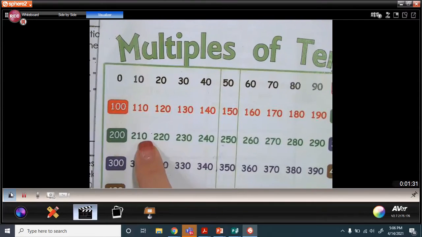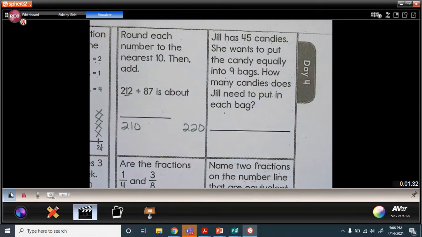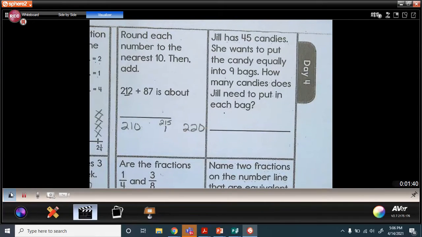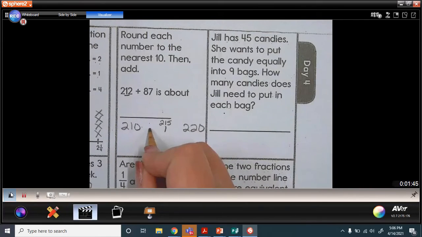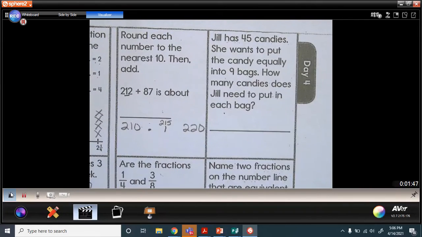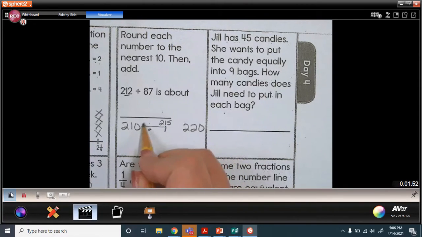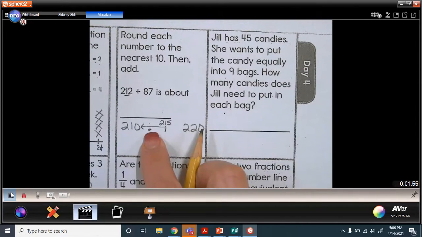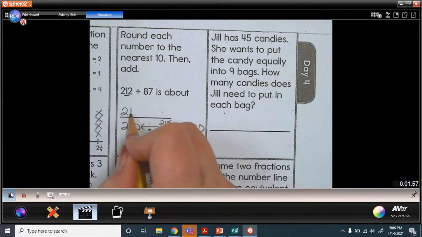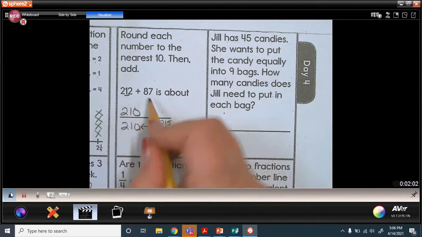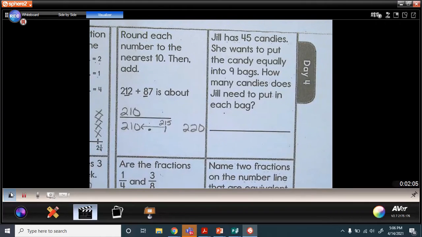212 would be in between here. Remember, in between your tens is 5, so that's going to be 215 for those two tens. Now 212 may fall in right about here. So we can see that 212 is less than 215, which means that we are going to round to 210.